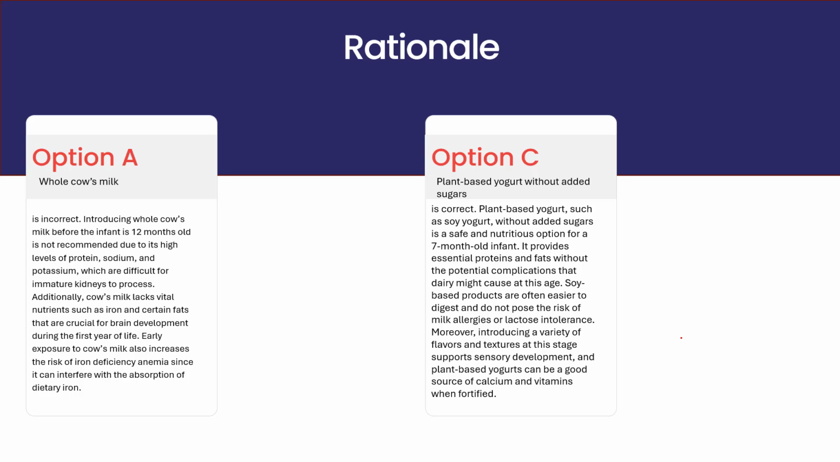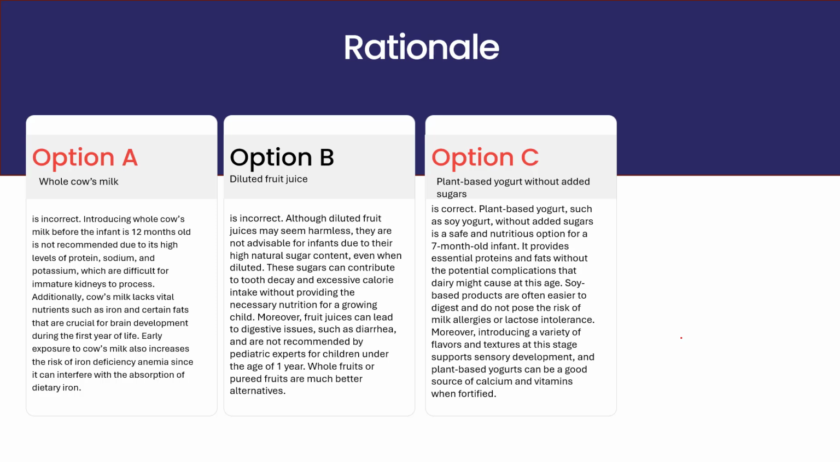B is incorrect. Although diluted fruit juices may seem harmless, they are not advisable for infants due to their high natural sugar content, even when diluted. These sugars can contribute to tooth decay and excessive calorie intake without providing the necessary nutrition for a growing child. Moreover, fruit juices can lead to digestive issues, such as diarrhea, and are not recommended by pediatric experts for children under the age of 1 year. Whole fruits or pureed fruits are much better alternatives.